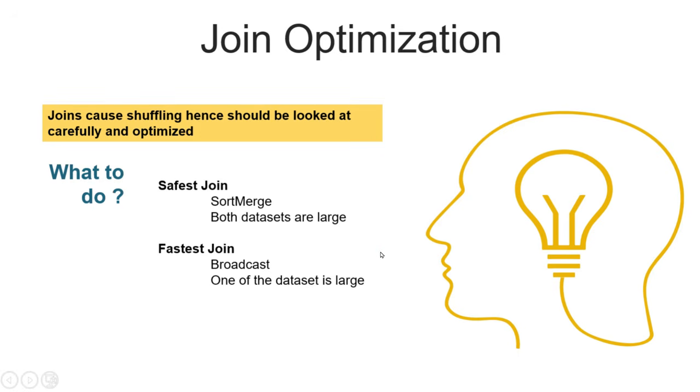The simplest form, or the safest join, is sort merge. When both of the data sets that we are joining are large, the safest is sort merge. When one of the data sets is small, that is when we should use a broadcast join. That is the fastest, because the smaller data set will get broadcasted to all the nodes or executors participating in the operation.